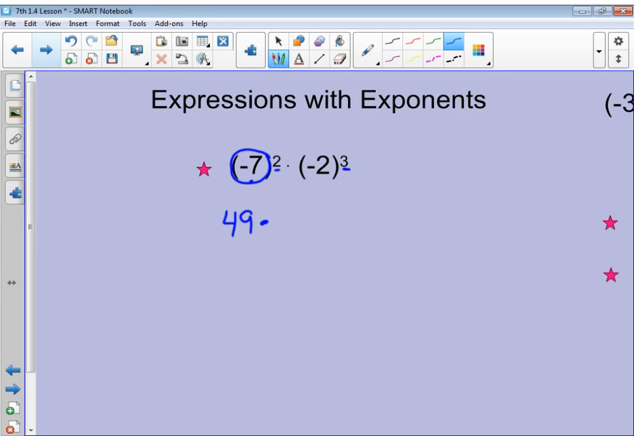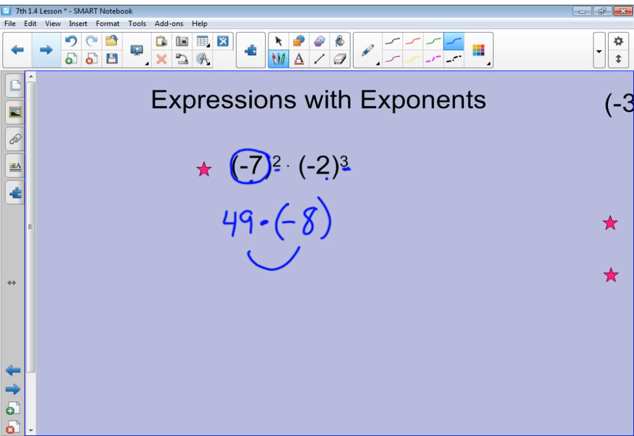Times, here there's 3 negatives, so that gives me a negative answer. Just because this is the second one, I'm going to put it in a parenthesis, so I know I'm going to get a negative answer. And then 2 to the 3rd power would give me 8. Okay, final step is to go ahead and multiply these together.